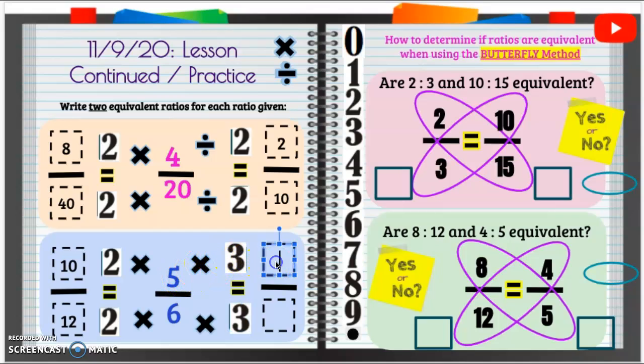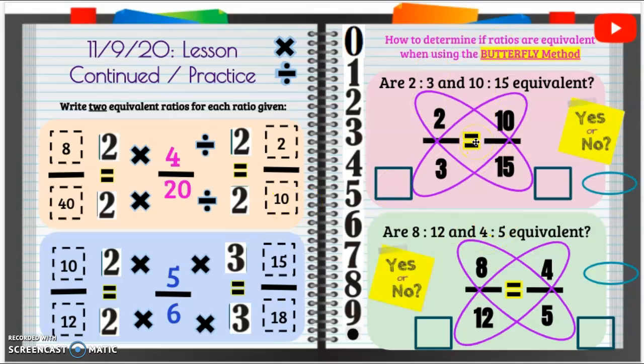5 times 3 I know is 15. 6 times 3 I know is 18. So 15/18ths is the same as 5/6. Also the same as 10/12ths. So that's it for making equivalent ratios. Let's take a look over here though.